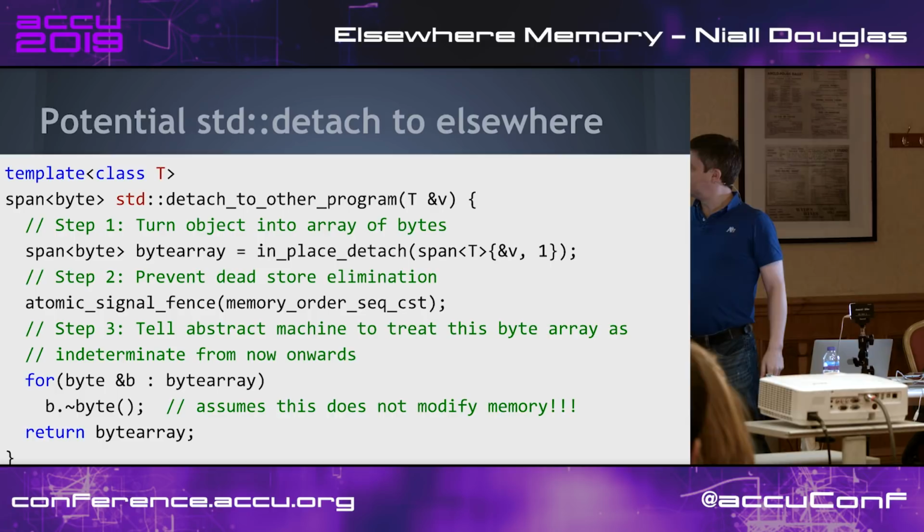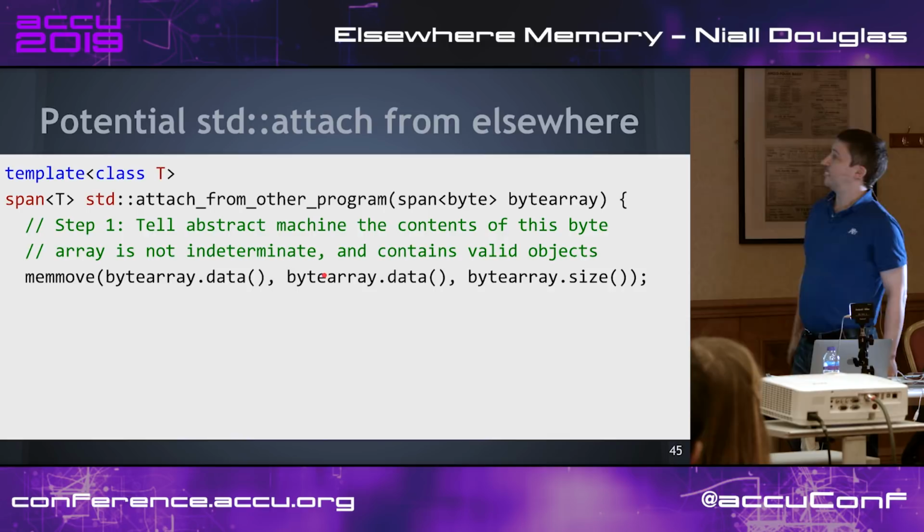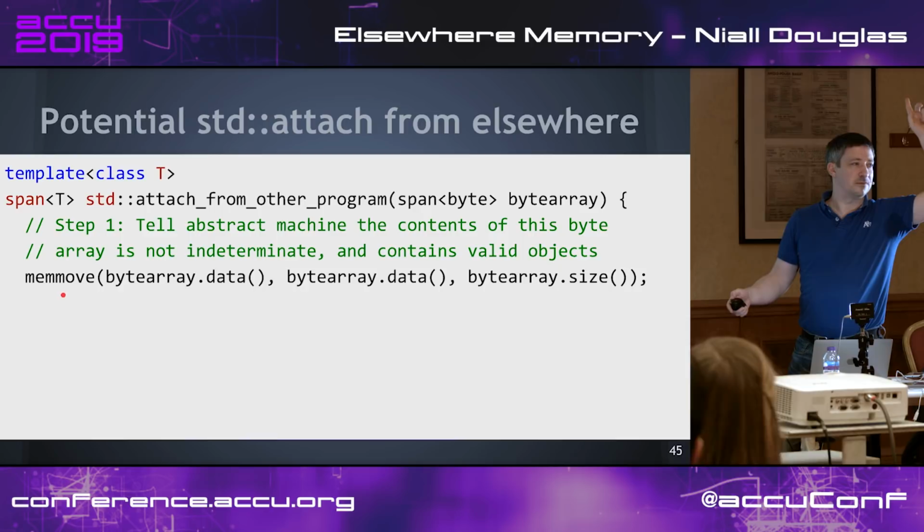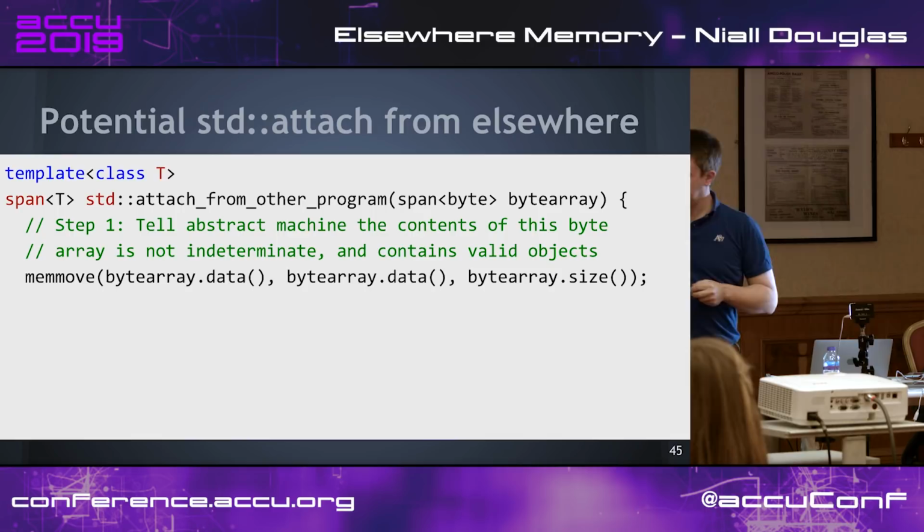So if we're going to reattach it on the other side, in the other C++ program, here's an interesting one. We're going to memmove the incoming byte array to itself, of the size. Now, can anyone explain why that is the case? Would anyone like to volunteer? Why are we memmoving to the self? Tibor, yeah? My best guess is that's correct.